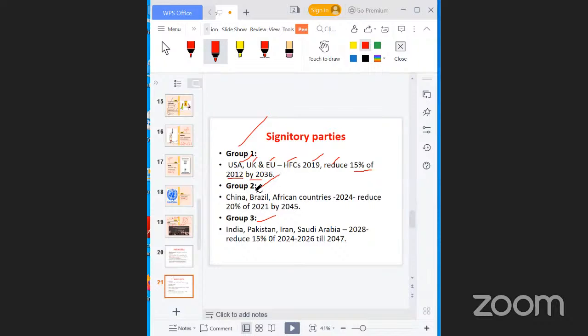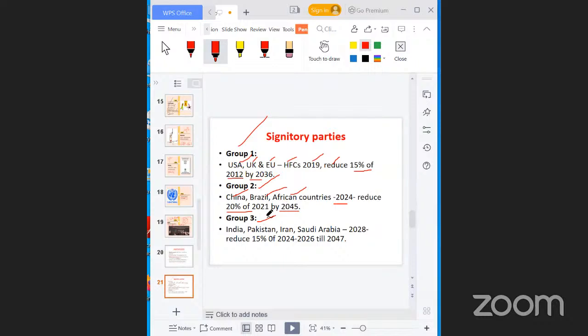And group 2 parties. This is the second group, consisting of emerging economies like China, Brazil and some of the African countries, who will start the phase down by 2024 and reduce it to 20% of 2020 levels by 2045. And this is the second part.